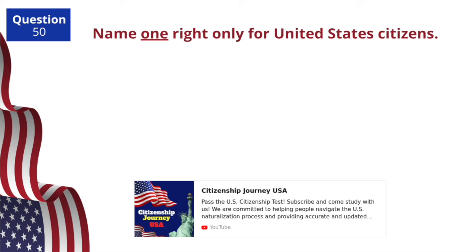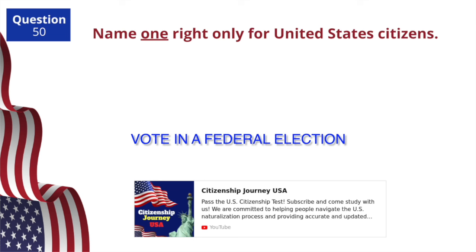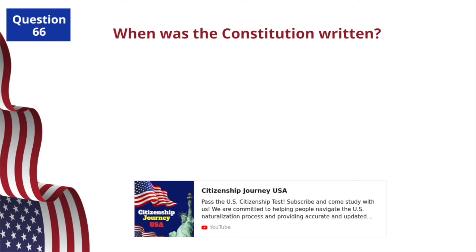Name one right, only for United States citizens. Vote in a federal election. When was the Constitution written? 1787.